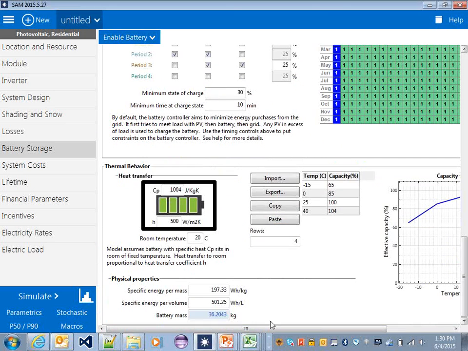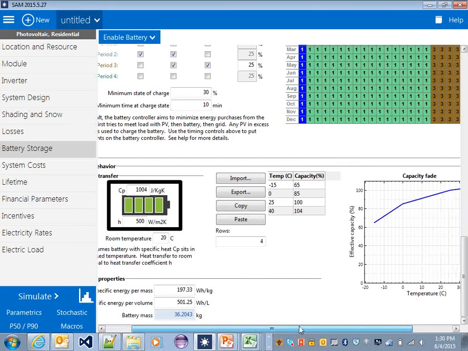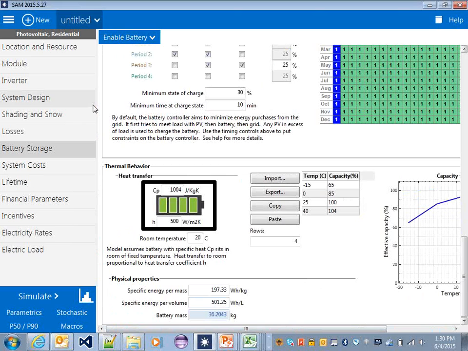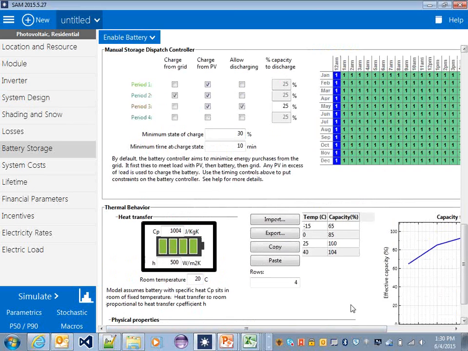There's also this thermal behavior section, which we won't touch for now, but basically, as temperature changes, battery performance changes. So in very cold weather, batteries don't perform nearly as well as at room temperature. And as they get too hot, they also degrade, which is a feature that we don't currently have modeled, but we would like to as well.